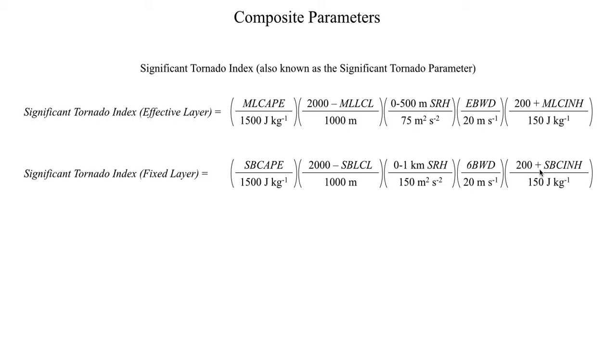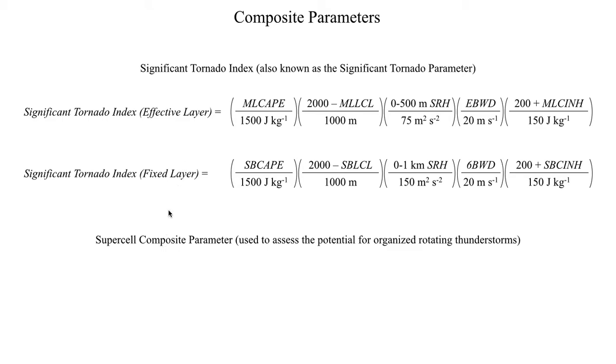And another parameter that's widely used is the supercell composite parameter. So the significant tornado index is primarily used to assess the potential tornado risk, and the supercell composite parameter is used to highlight an atmosphere that might be favorable for supercells.